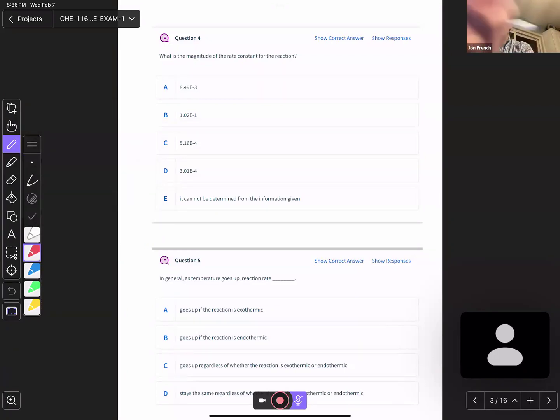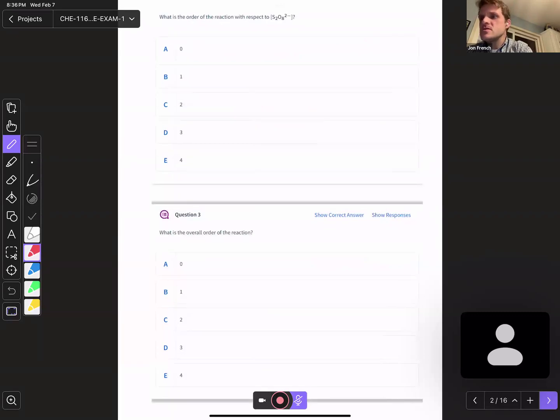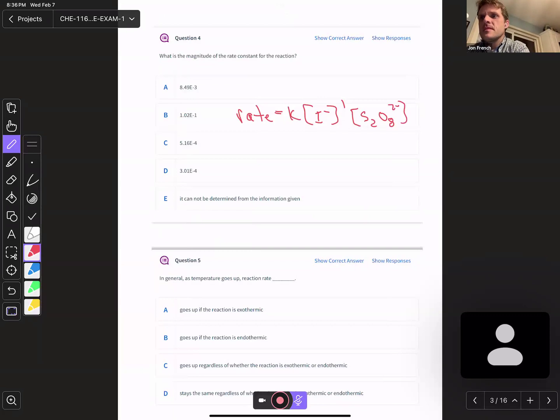So we hopefully came together, figured out the rate law for this reaction, and you figured out something like rate equals the rate constant times the concentration. I think it's iodide to the first, and then the S2O8 2 minus. I think that's a second order relationship. So basically, we found this relationship answering the previous questions.